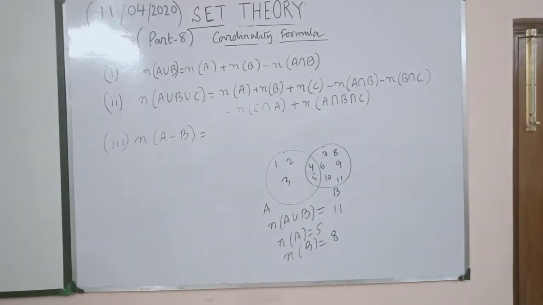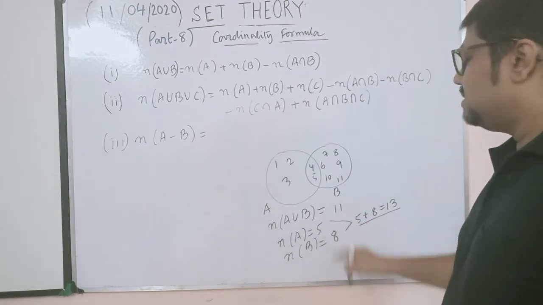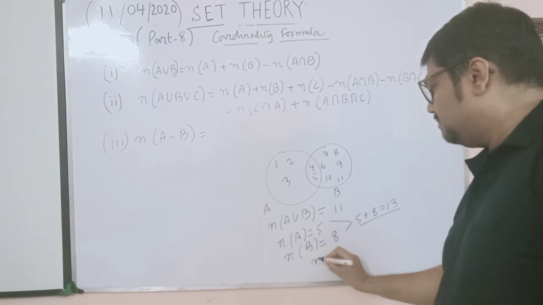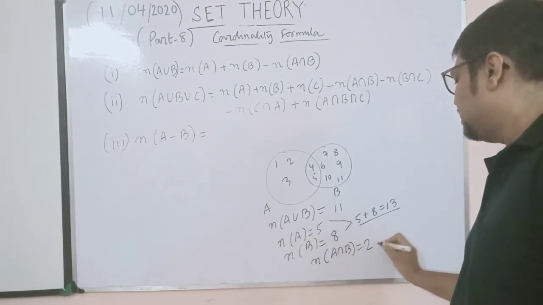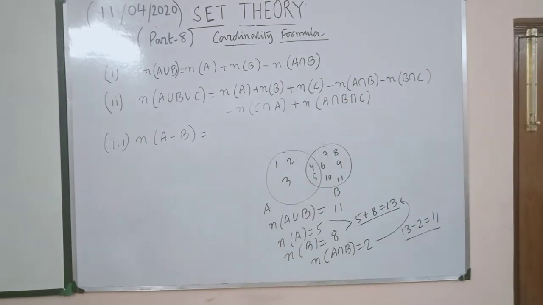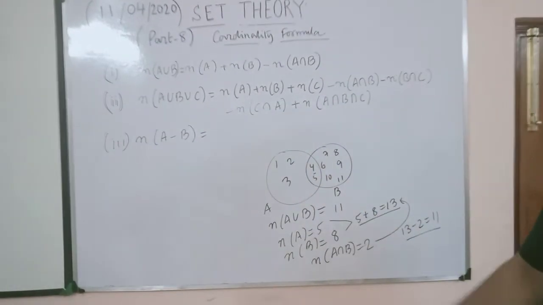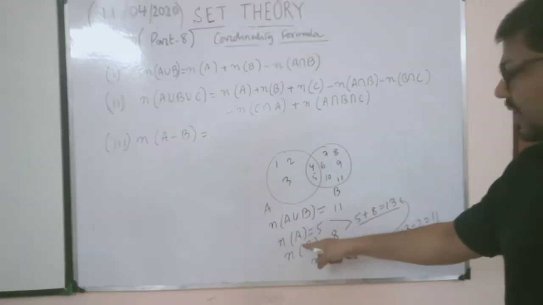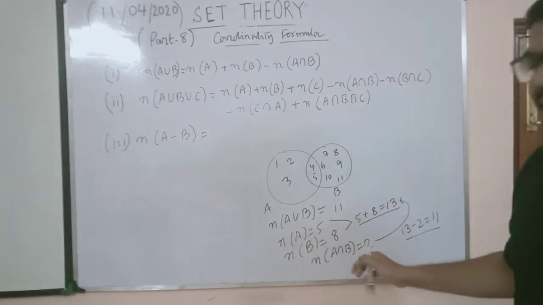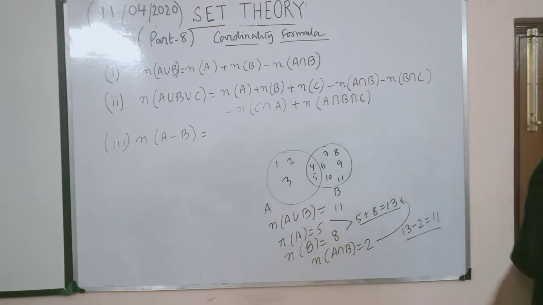So if you add up these two, n of A plus n of B, you get 13, which is not equal to this 11. So you need to subtract this part, n of A intersection B. How many elements are there in n of A intersection B? There are 2 elements. When you subtract, 13 minus 2, you get 11. So that is how the formula is proved. Why do we subtract? Because this part is counted twice. When we add up n of A plus n of B, the elements 4 and 5 are counted twice, first for A and then for B. So we subtract it once so that the left-hand side and the right-hand side match up properly. This is the justification of formula number 1.